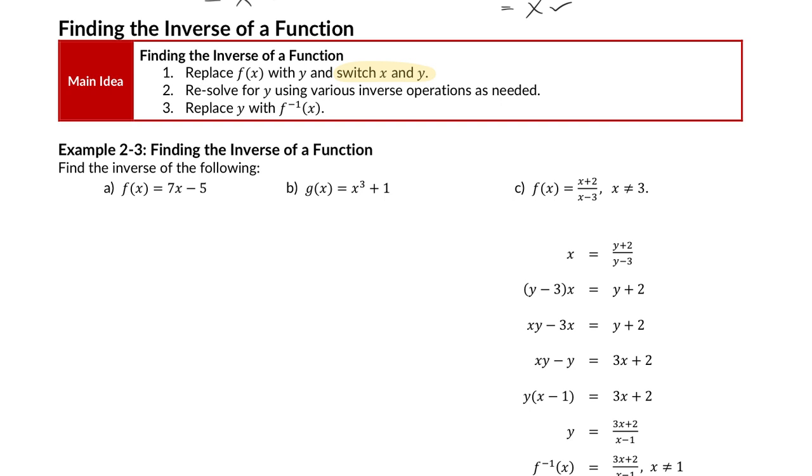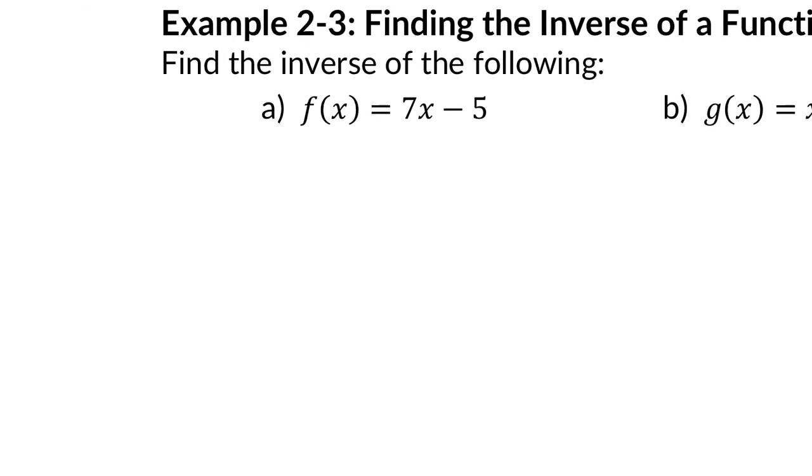y is by itself. Then the finished step is to clean it up and replace the y back with the symbol for the inverse, which is f inverse of x. It's f with an exponent of -1, but it's not an exponent. It's a notation saying these are inverses. Shall we see an example together?